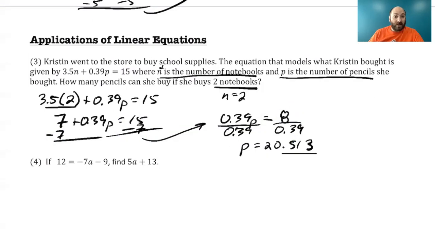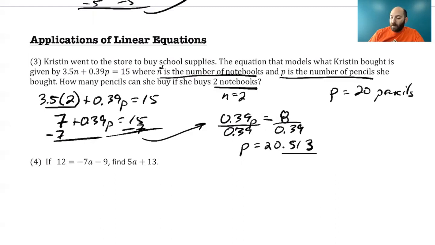The problem is, realistically, Kristen's not going to be able to afford that. She can't buy another pencil. She's limited in this case. So we're actually going to round this down. So realistically, she can only buy 20 pencils.